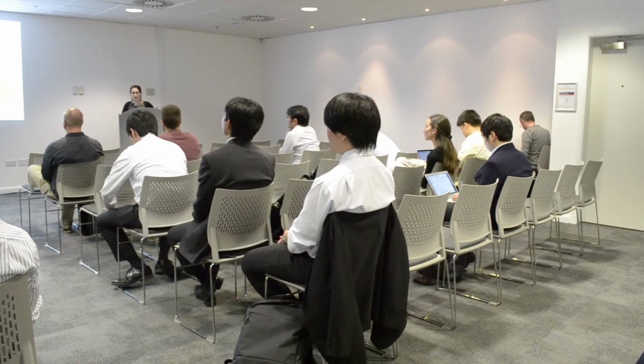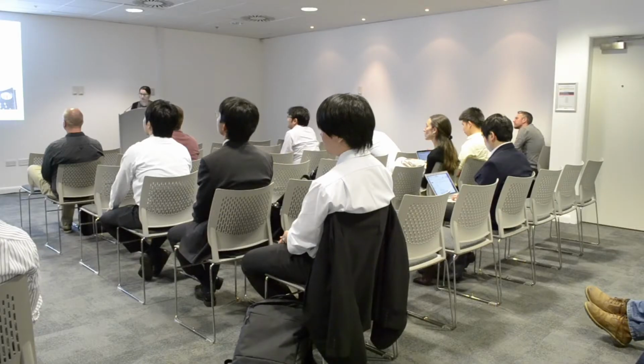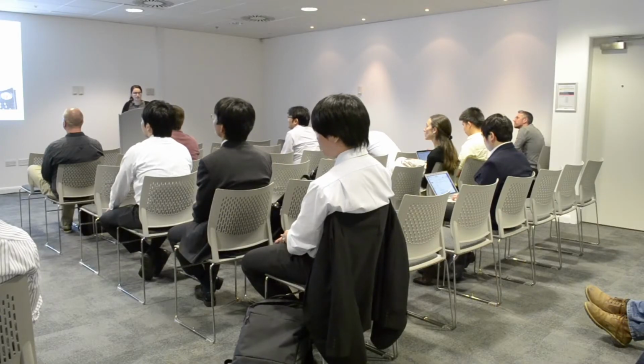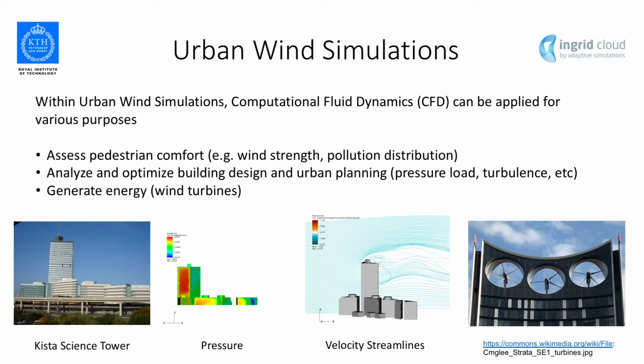This is a volume rendering of the velocity of one of the benchmarks. This is an actual urban area of the city Niigata. Within urban wind simulations, CFD can be applied for various purposes. For architects, when they build a new building, it is very important to know how the wind feels for the pedestrian. There are different existing pedestrian comfort criteria, and basically they measure how often the magnitude of the velocity exceeds a specific threshold during one year.